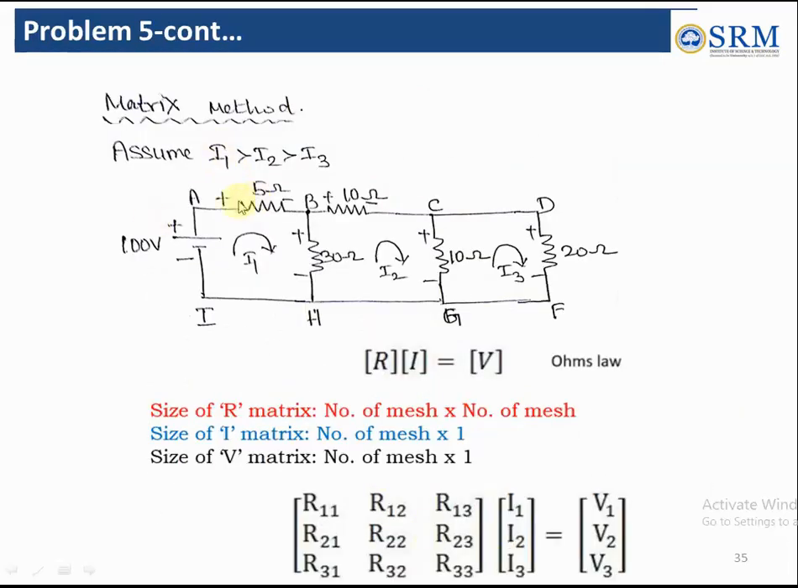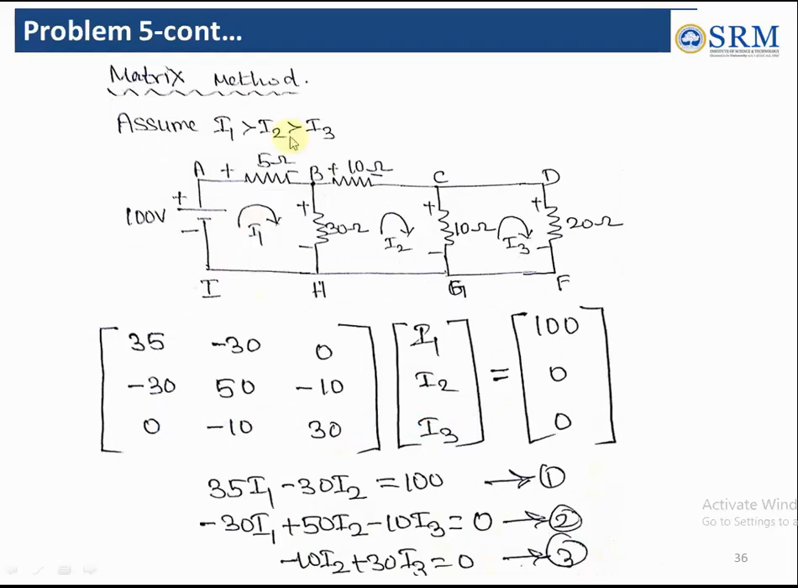The same problem we can solve by using the matrix method. Since there are 3 meshes, the size of the R matrix is going to be 3 cross 3. By using Ohm's law we write R I equal to V, right? We have 3 currents and 3 voltages. The diagonal elements are going to be the sum of the resistances in each of the meshes. So 5 plus 30, 35; 30 plus 10 plus 10 ohms, 50; and in the third mesh 10 plus 20 is 30.